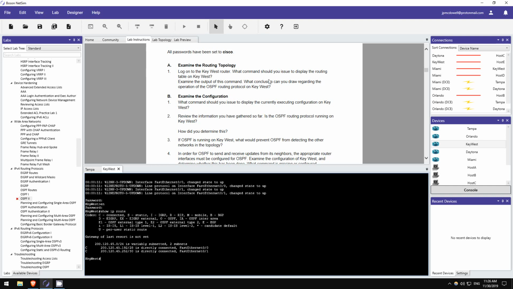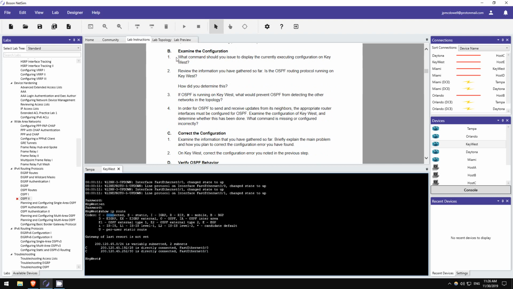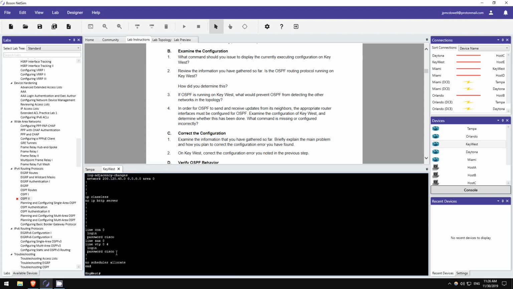Okay, what conclusion can you draw regarding the operation of the OSPF routing protocol on Key West? Well, we've got two routes. They're both indicated with C, so that means connected. So we're not getting any OSPF routes. So I would say OSPF is not operating properly. Okay, what command should you issue to display the currently executing configuration on Key West? That is the running configuration, so show running config.